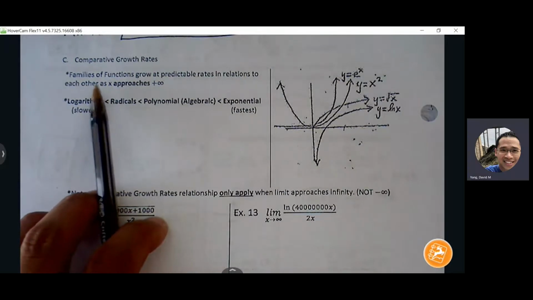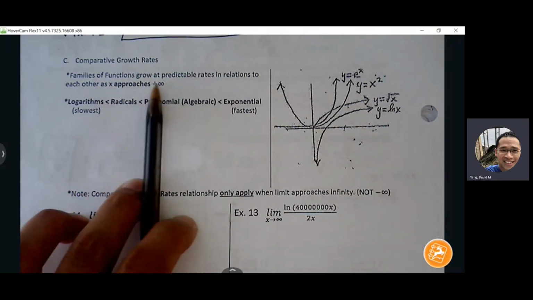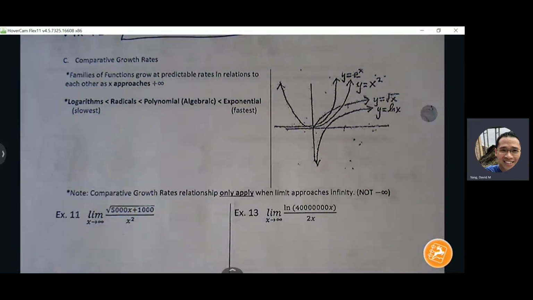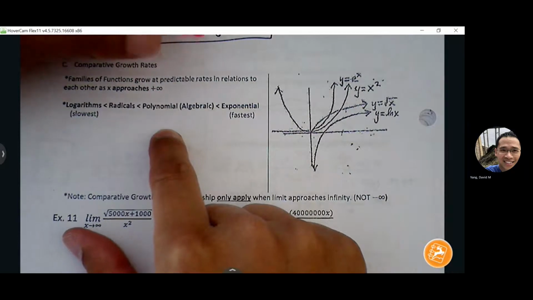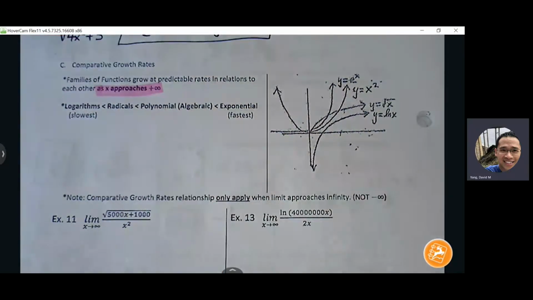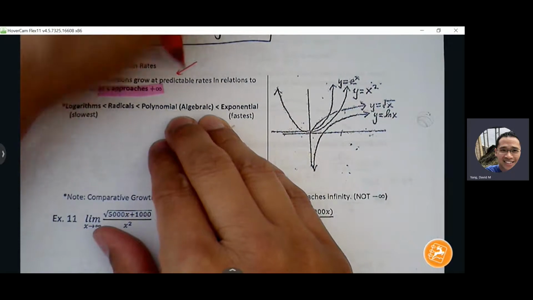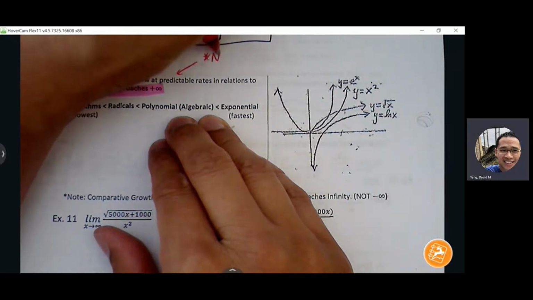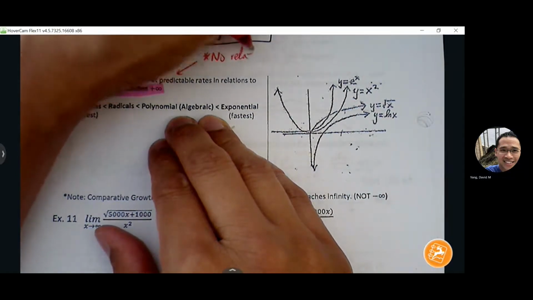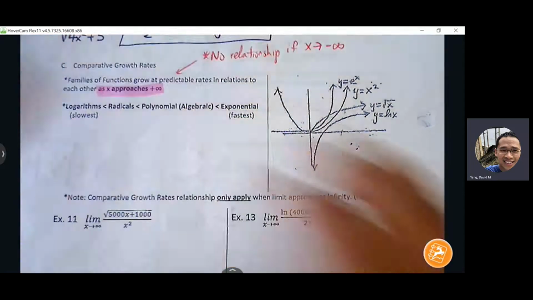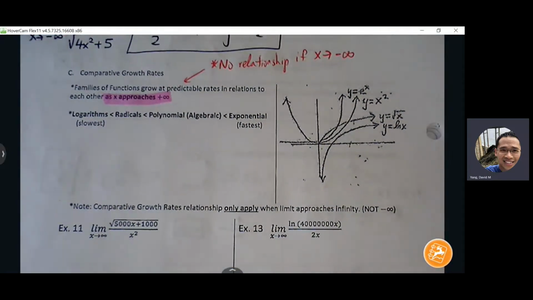So this says families of functions grow at predictable rates in relation to each other as x approaches infinity. So that's important. This special relationship does not apply if we're going towards negative infinity. Something like this. No relationship if x is approaching negative infinity. So comparative growth rates really only works if we're moving to the right.